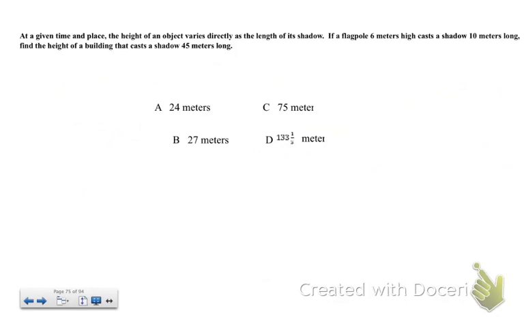Okay, at a given time and place, the height of an object varies directly as the length of its shadow. If a flagpole 6 meters high casts a shadow 10 meters long, find the height of the building that casts a shadow 45 meters long. Okay, the key words there were varies directly. So that tells me I'm using direct variation. Remember, I'm going to plug in my first x and y to solve for a, and then use that in the second part to figure out in relation to 45 meters.